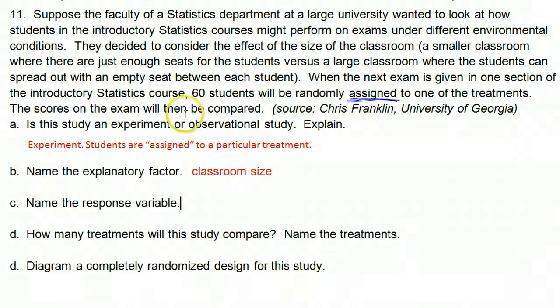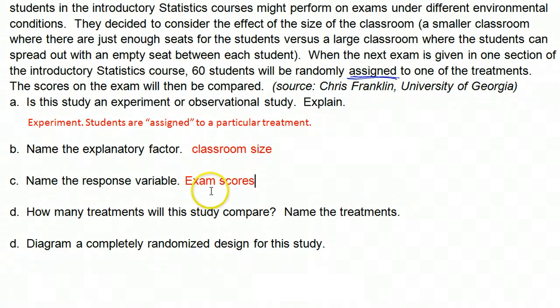All right, name the response variable. So what are we going to see? The scores. That's the response variable. Exam scores. Those exam scores are resulting theoretically from the classroom size. At least that's what we're experimenting. That's what we're measuring. So let's see, how many treatments will this study compare? Name the treatments. Well, there are two, and they are the large classroom and a small classroom.